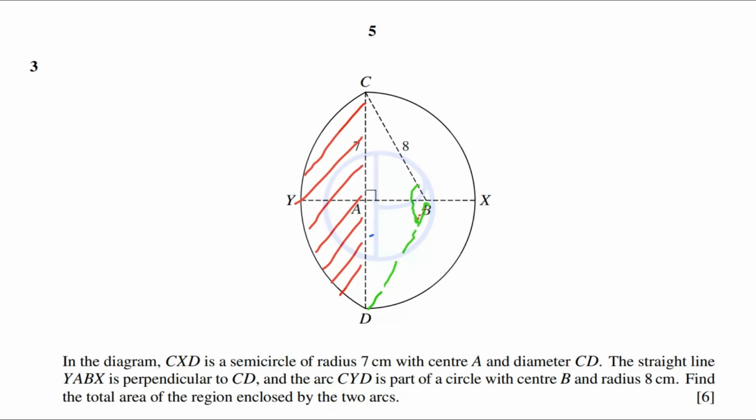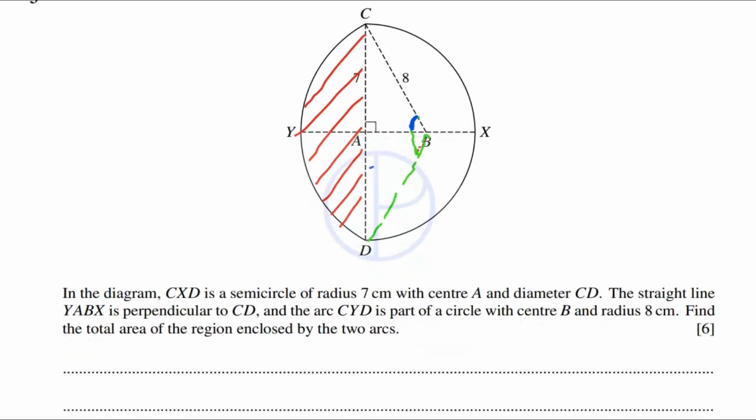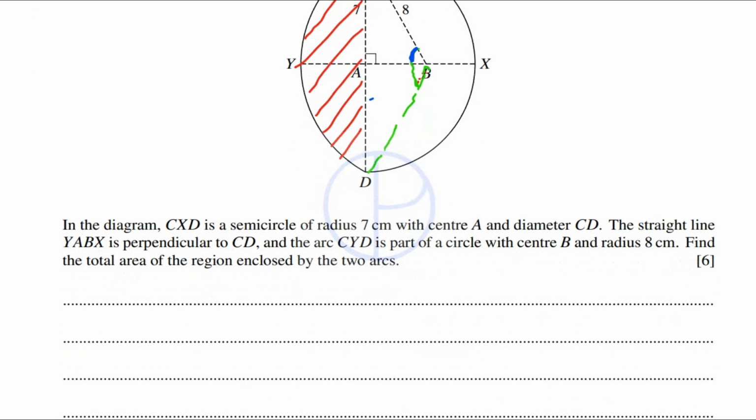So for that, first let's consider this portion, the triangle ABC. In that, we know the opposite side and the hypotenuse. Then we will use the sine function: sine theta is equal to 7/8. Okay, let's calculate one by one.